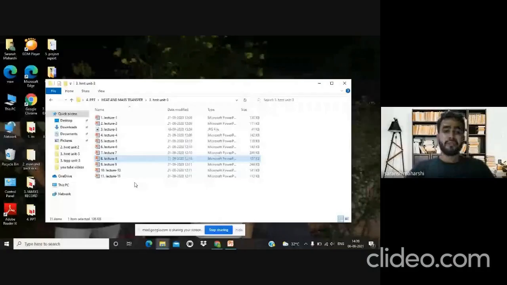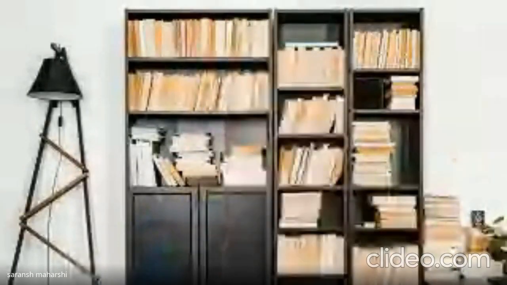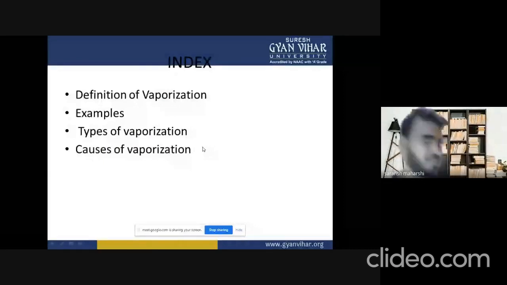Now we will discuss vaporization. Here we will discuss the different definitions of vaporization, examples, types of vaporization, and causes of vaporization. First of all, we will discuss vaporization. Definition of vaporization: the phase transition of a substance from the liquid phase to the gaseous phase.